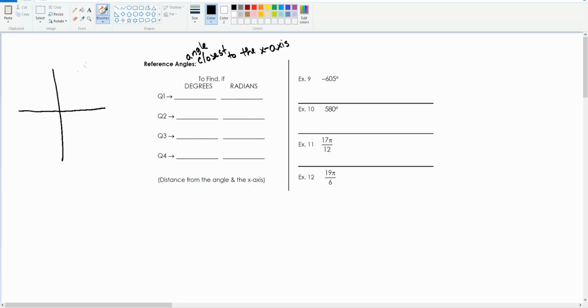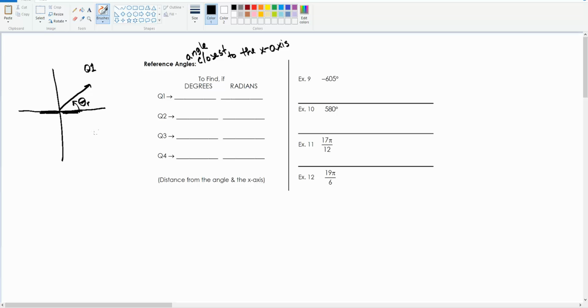So let's think about quadrant 1. If we have an angle in quadrant 1, it'll look like this, and of course it can look like this, it can look like this. And then you have to think about it. The x-axis is here and the x-axis is here. Which way is it closer? This way or this way? Obviously this way is closest because it's a shorter angle or smaller angle. So then this one is going to be your reference angle, or theta r.